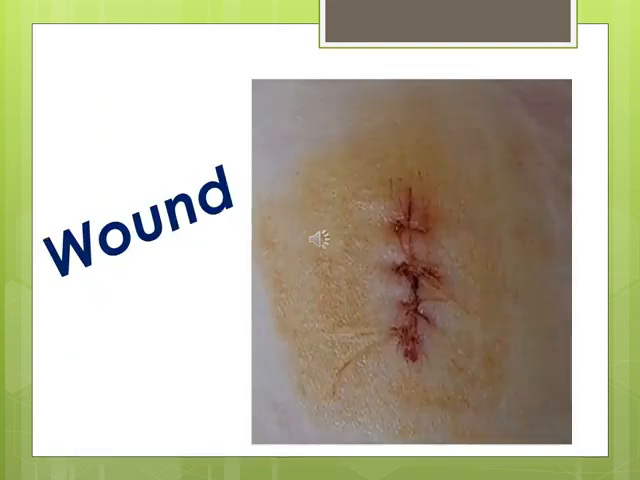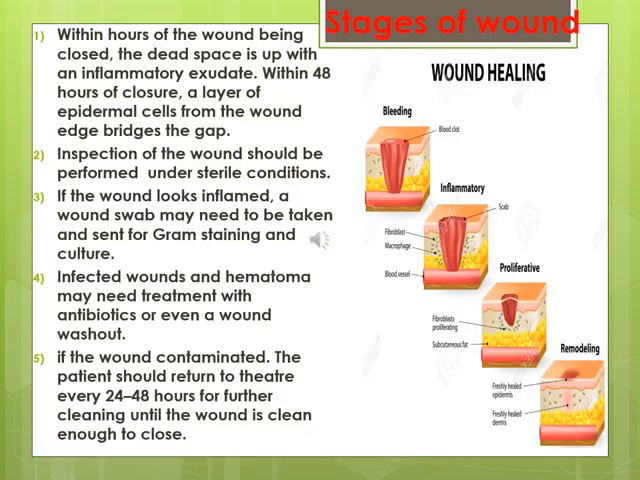Another post-operative general complication is the complication related to the wound, including wound infection, wound dehiscence, wound disruption, and burst abdomen. What are the stages of wound healing? These include the inflammatory phase, proliferative phase, and remodeling phase. In these phases, bleeding and hematoma can happen. Also in the inflammatory phase, inflammation can happen, and also hematoma and seroma. So at any stage of the wound, you should examine the wound and look for these complications.